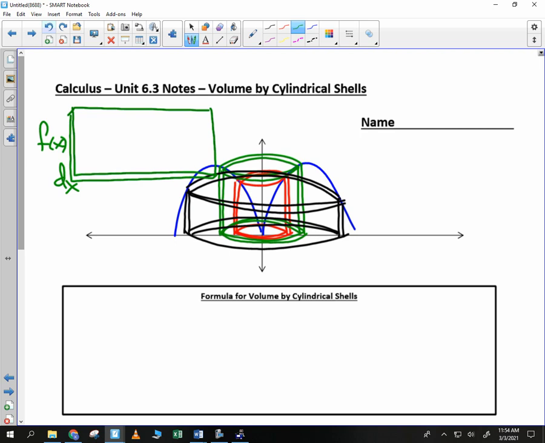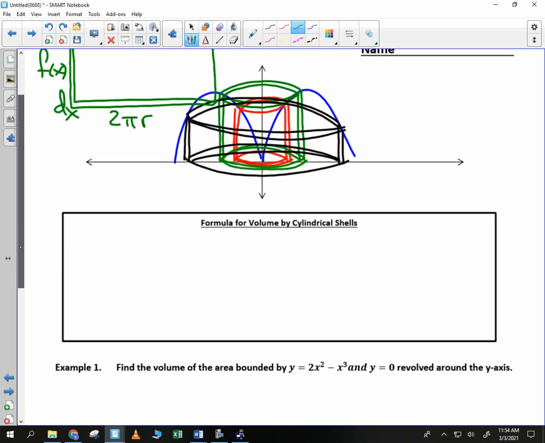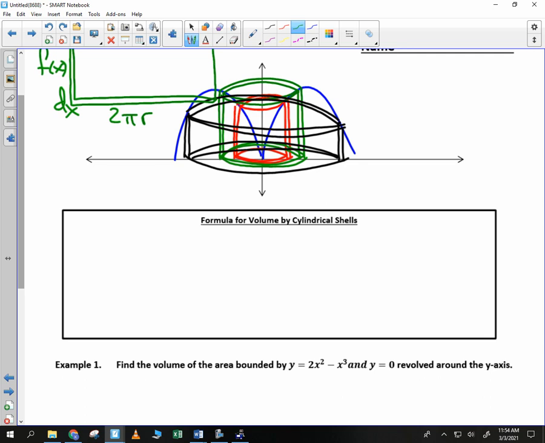And now we just need 2 pi times our radius. If you unravel a soup can, the length is going to be the circumference, which is 2 pi r, right? So we get 2 pi r. Multiply all that together and you get 2 pi times the radius times f of x times dx. That's the volume of 1, and you want an infinite number from a to b.